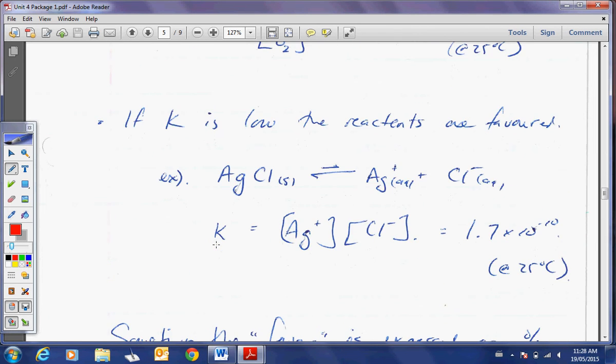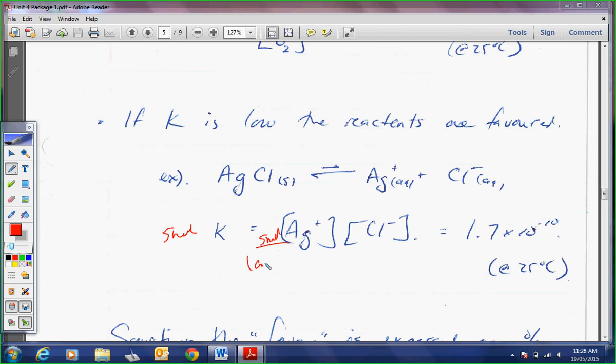Next one, if K is low, the reactants are favored. For the exact same reason, if this is a small number, then this must be small over something large. And so you have something small over something large, and so now this is a very small number indeed. And that means that these are favored. And what do you know about silver chloride, silver bromide and silver iodide? Last year you should have come across that they are precipitates a lot. They're low solubility. And so therefore it makes sense that very little of it decomposes and most of it stays as a solid. So that makes sense from your Chem 20. This is what it means mathematically, that the K constant, the equilibrium constant, must be very small because your products are not favored, the reactants are favored.